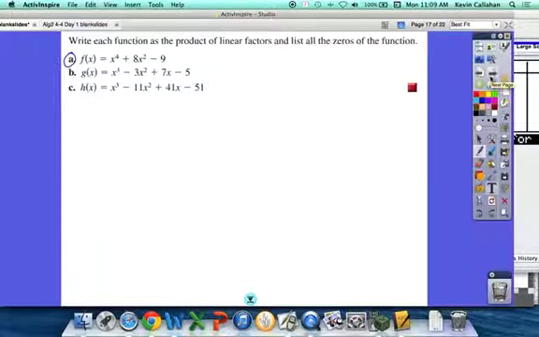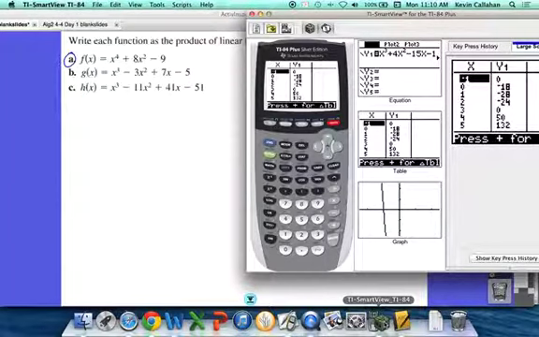Okay. So write each function as the product of linear factors and list all the zeros. I'm going to do just one. Let's just do the first one. It's on the screen. The way you're going to do this is put it in the calculator.